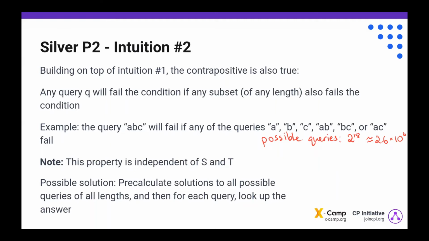Problem is that if there's 2.6 times 10 to the 6 possible queries, and 10 to the 5 length S and T, so this will be still too much time, right? So it will still not work, because this becomes 2 to the 18 times 10 to the 5, which is greater than 10 to the 10. Okay. So we still need something better. Intuition number 3.